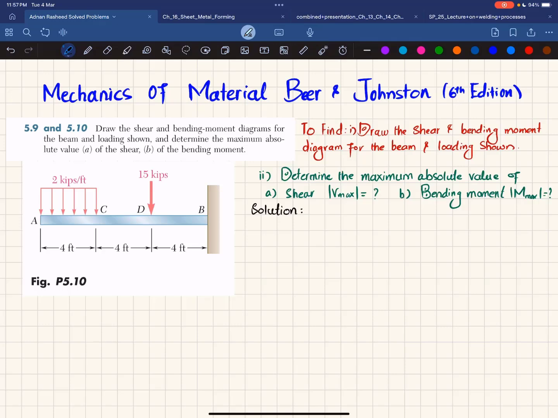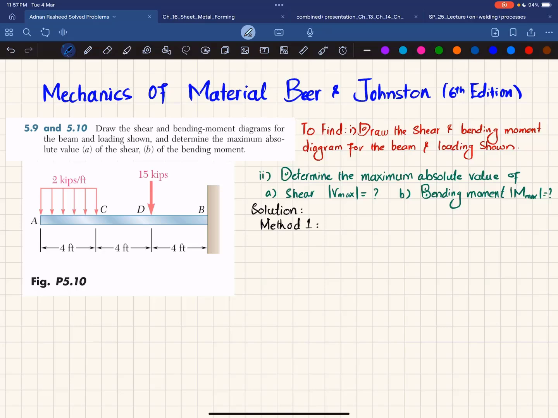We will solve this problem by using two methods. The first one will be the direct method. So I will write it as method 1, which is very easy and clear, and after that we will solve it by using the second method, that is, first we will find the shear force and bending moment equations.